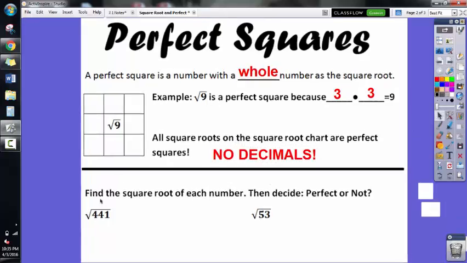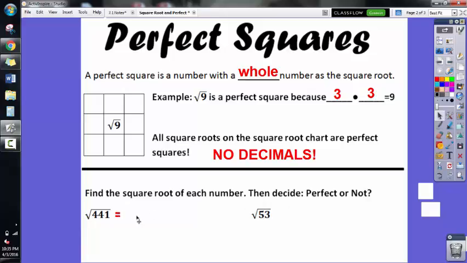Okay, now what I want you to do next is to find the square root of each number, then decide perfect or not. So go ahead, pause the video, find the square root of 441, the square root of 53, write it down. When you're done, push play, and the answers will pop up.